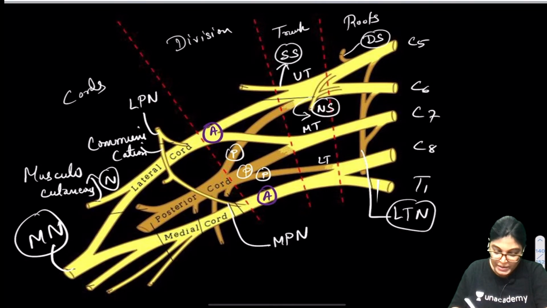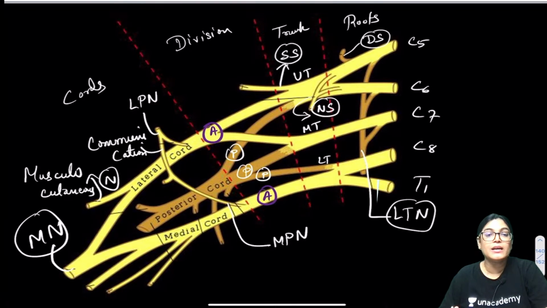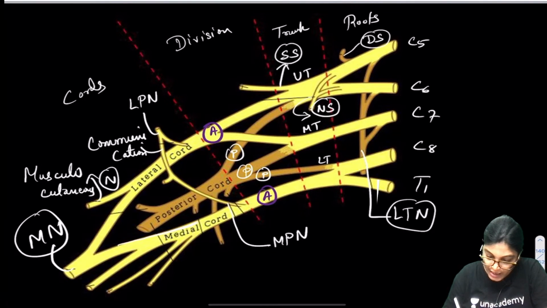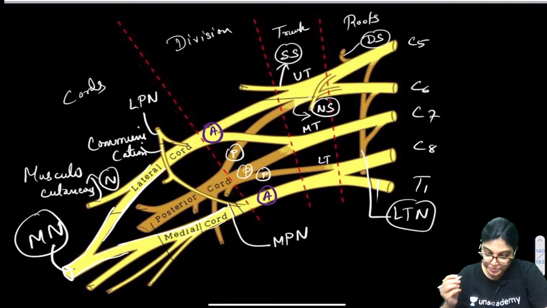What about this big trunk, MN? What is MN? Median nerve. Why is it the median nerve? Because in this diagram you can clearly see it is formed by taking contribution from both the medial and lateral cord. So, what is this nerve? This will be the median nerve.